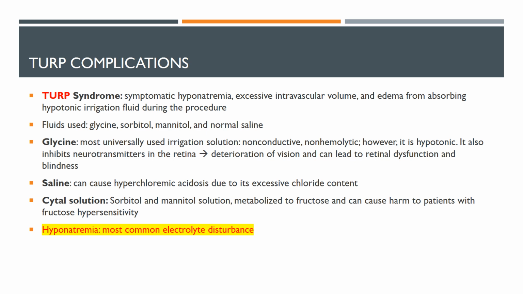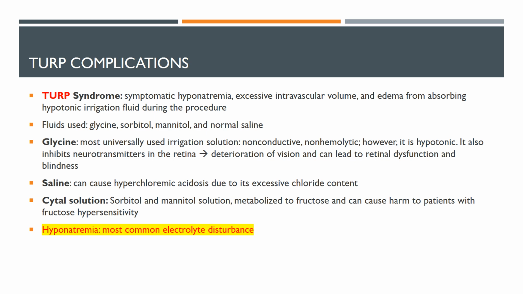Glycine is the most universally used irrigation solution. They use it because it's non-conductive and non-hemolytic. However, it is hypotonic, and it can also inhibit neurotransmitters in the retina, which can lead to deterioration of vision and can lead to retinal dysfunction and blindness. So this side effect is extremely important to know.